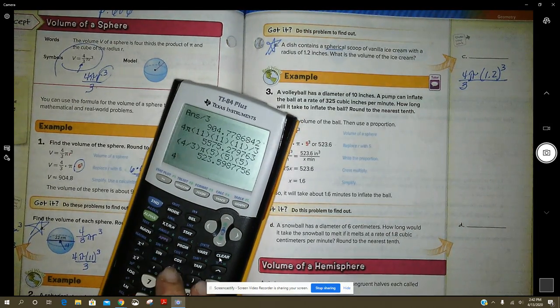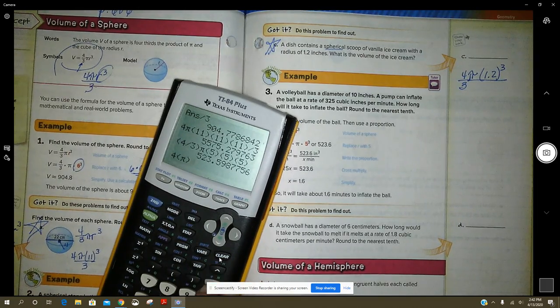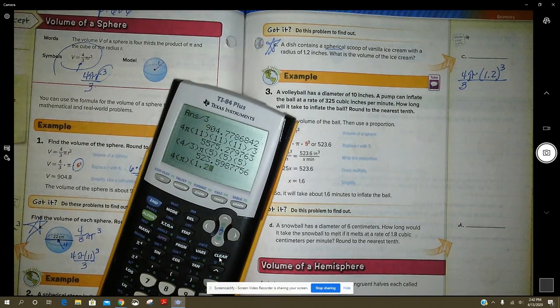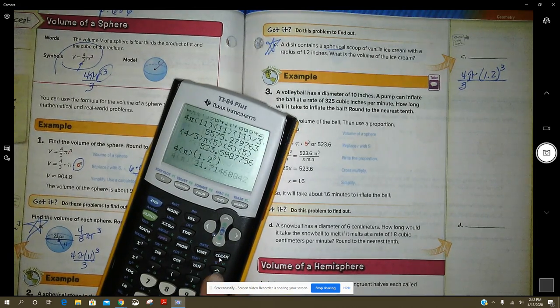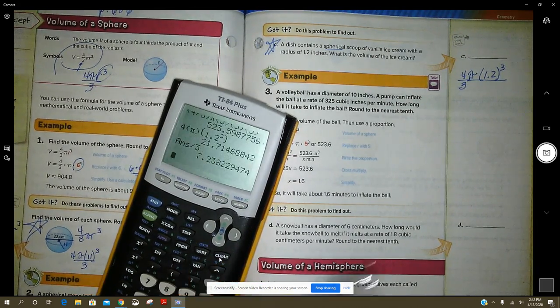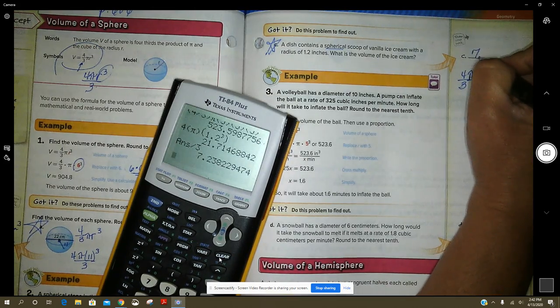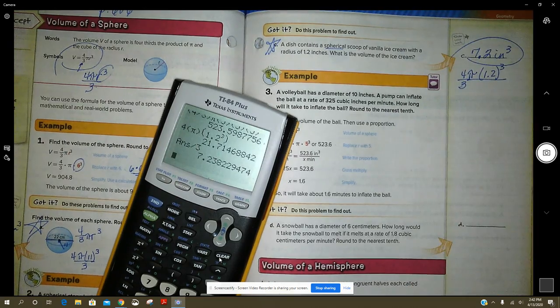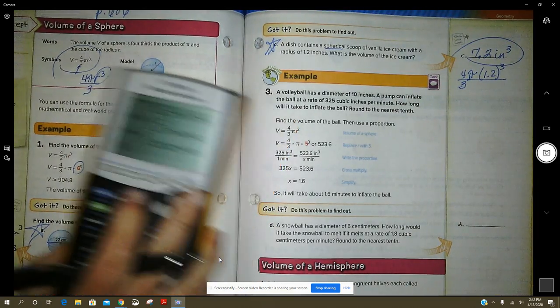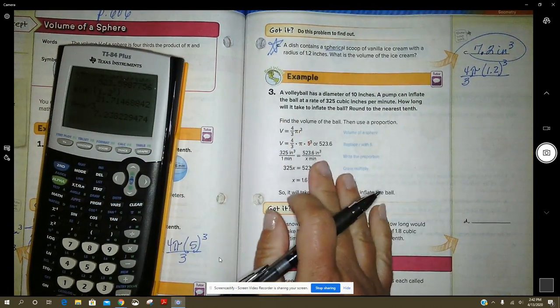So 4 times pi times 1.2 to the third power. I'm going to take my answer and divide by 3. So we're going to get 7.2 cubic inches. So that's how much ice cream we're going to eat. Okay. All right, number 3, we have a volleyball.